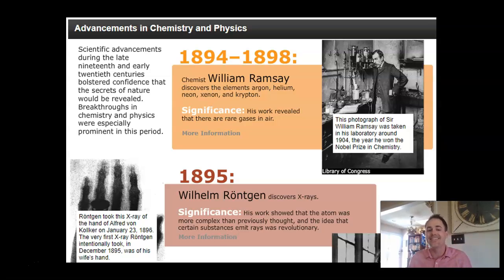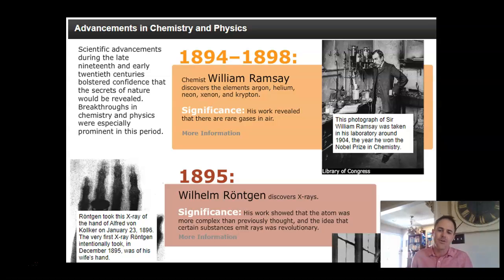So 1894, 1898, chemist William Ramsay, as you see him there in his laboratory, discovers the elements argon, helium, neon, xenon, and krypton. In other words, there are these rare gases in the air, and these rare gases are going to be used for the production of new kinds of goods.